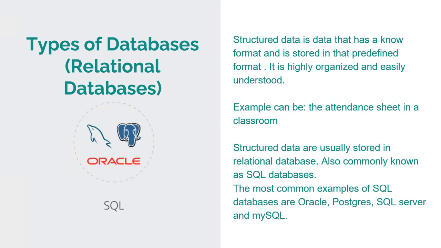When the data is being passed to the database, it comes in a predefined format. For example, an attendance sheet in a classroom, you have it in a tabular format, whereby in the first row you record the first student, in the second row you record the second student. So in that pattern, it is structured as what? As a table, whereby you have the values in different rows and what? Columns. So that kind of data is structured data. Structured data are usually stored in a relational database, also known as SQL. We'll talk about that part. Examples of SQL databases are Oracle, Postgres, SQL Server, and MySQL.